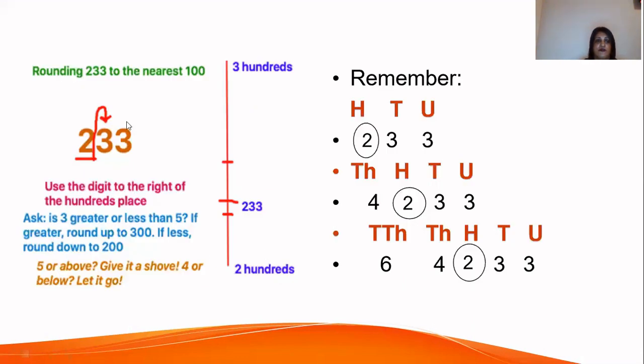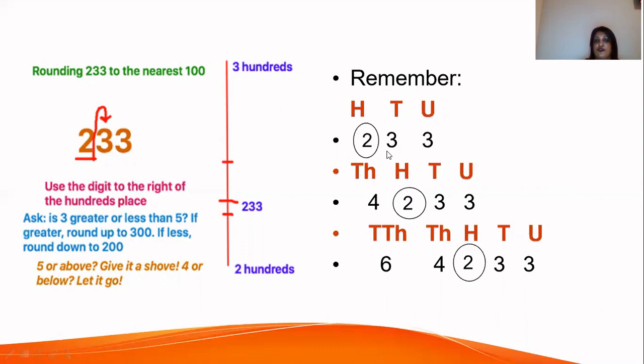Now let's look at it here. Rounding off 233 to the nearest 100. There's my hundreds column, which is 2. And next to it is 33. Now, we have to ask ourselves, is the 3 next to the 2 greater than 5 or less than 5? It is less than 5, so it's going to stay on the same number. It's not going to change to 3. It's going to remain on 2. So rounding off 233 to the nearest 100 will be 200.